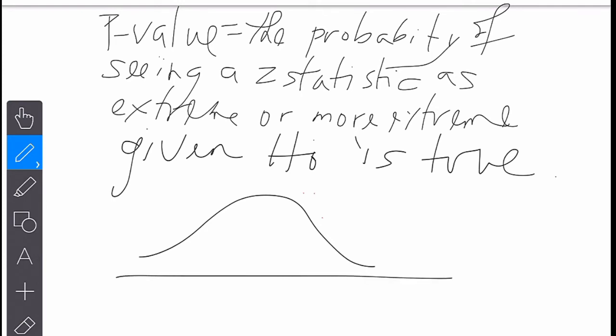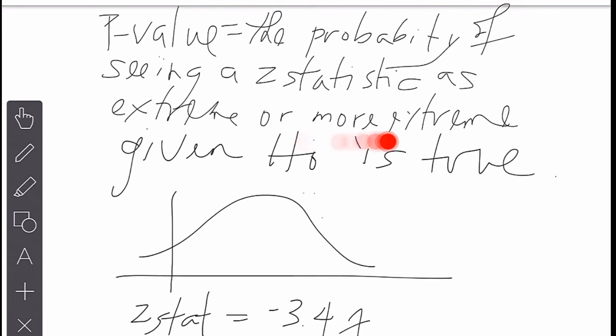We draw the Z, the standard normal curve, and we put our Z stat on it. Our Z stat in this case was negative 3.47. And we want to look, like it says, at seeing a Z statistic as extreme or more extreme given H naught is true. So my calculations were already taking into account that H naught was true. In other words, we assumed P was 25% to derive the mean and standard deviation of the sample result. Otherwise, we couldn't have done anything.